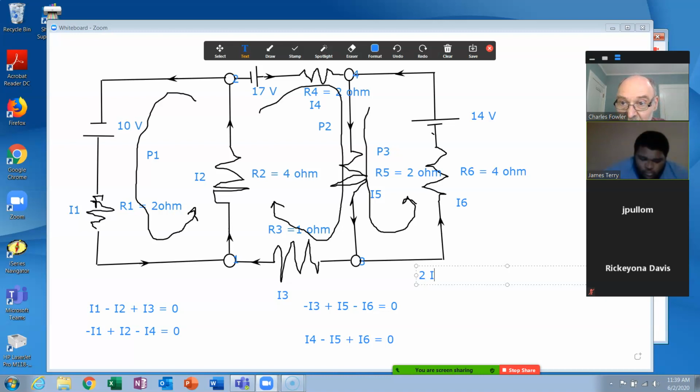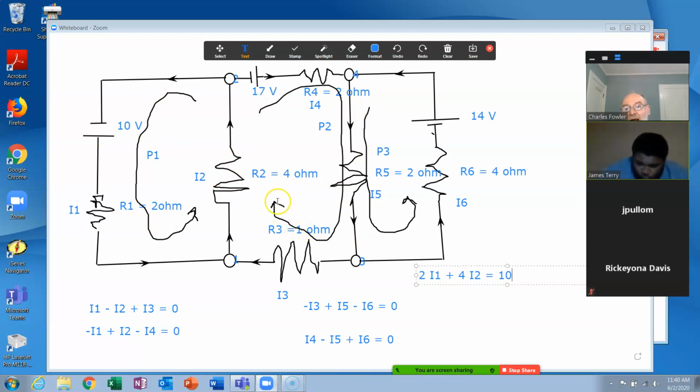2I1 plus 4I2. I don't know if I need a blank there, but I'm doing it. It just looks strange having all the numbers crowded in. And that has to equal 10 volts. I'm just going to call it 10. Okay, there's the first pathway or first loop. Let's go to the second loop.